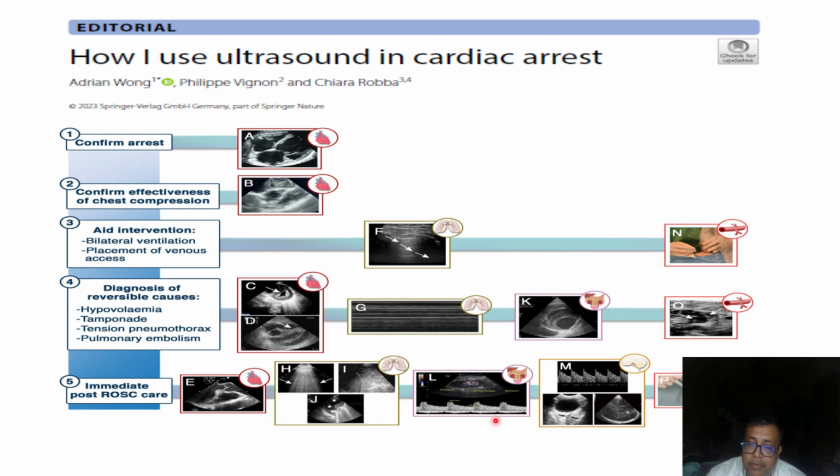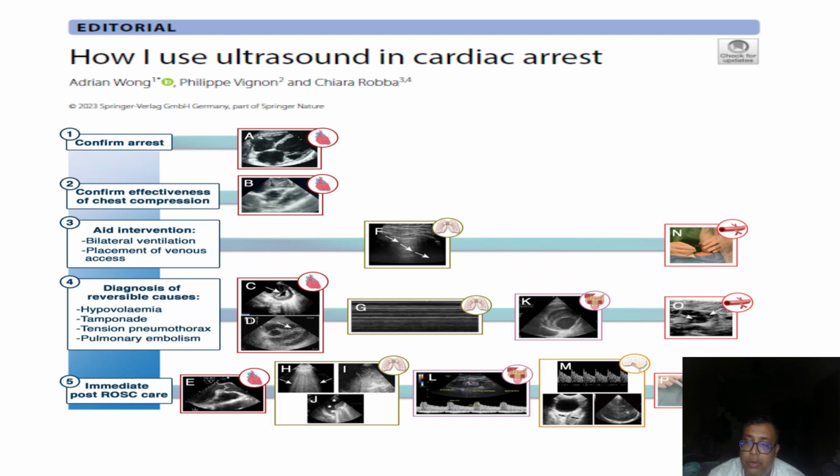Rule out or check for perfusion. So again, it can be one of the means to scan the kidneys for perfusion. It can also be used for scanning the brain to look for signs of raised ICP, to look for midline shift, or to perform transcranial Doppler. The other thing is to look at the venous or arterial system. So again, these are the points where ultrasound would definitely help you in cardiac arrest or post-ROSC care.